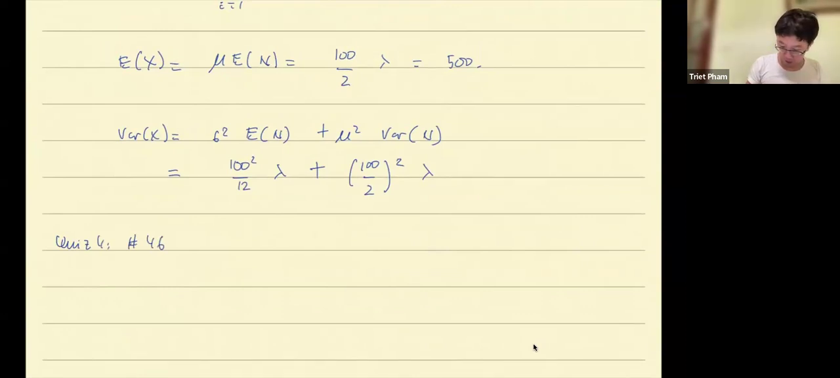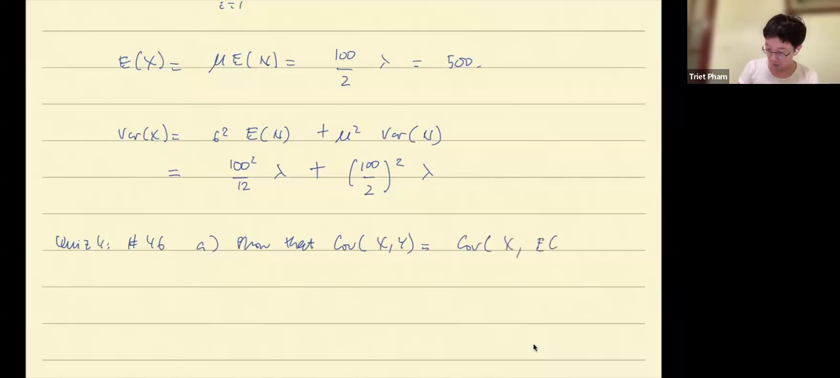So question A, show that the covariance of two random variables X and Y is the covariance of X and the expectation of Y given X.